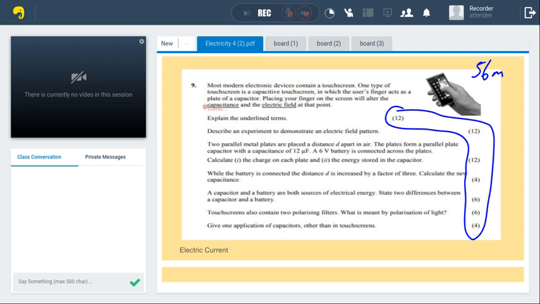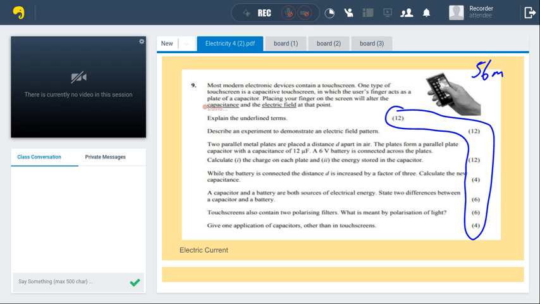Definitions should be a given for everybody. Now, describe an experiment is one that, if you haven't seen it, you're taking a chance there. That's 12 full marks. Calculations there were the next 12 marks. We talked about those. Those marks are very, very generous. Calculating new capacitance, so it's another calculation question.